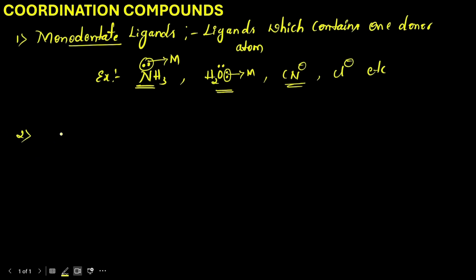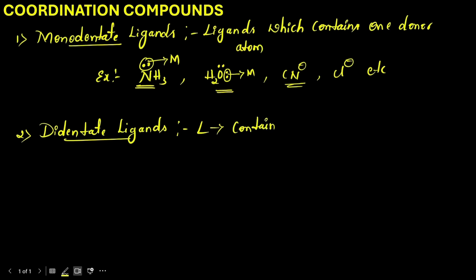And the second type is the didentate ligand. Didentate ligands are the ligands which contain two donor atoms. Consider COO minus. How many donor atoms are there in this ligand? This is one donor atom and here this is the second donor atom. Therefore, two donor atoms are present. Therefore, it is an example for a didentate ligand.